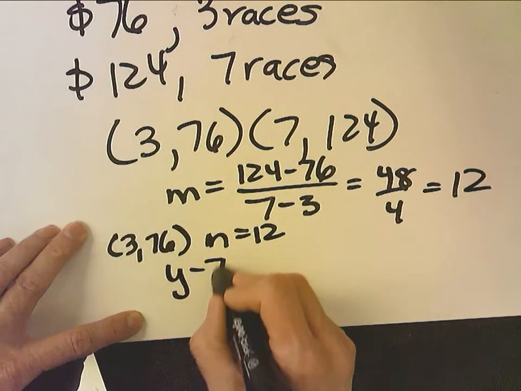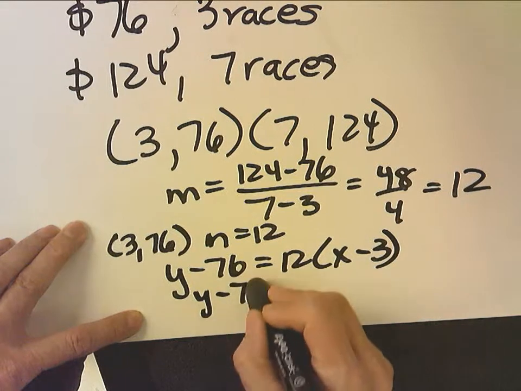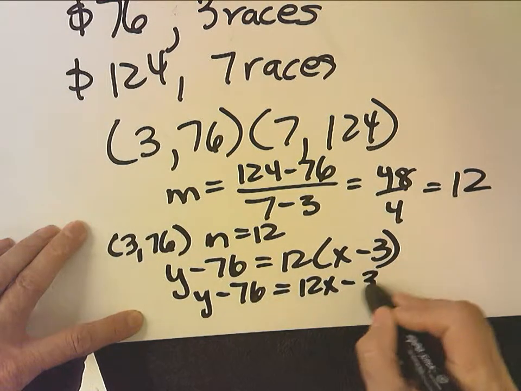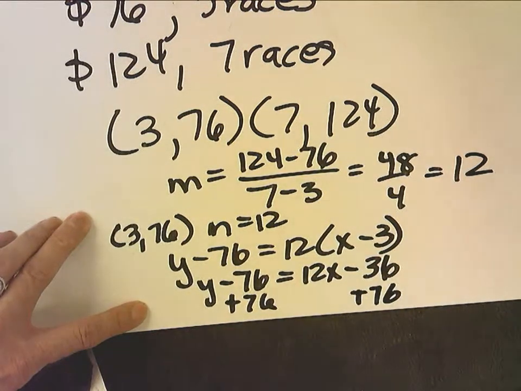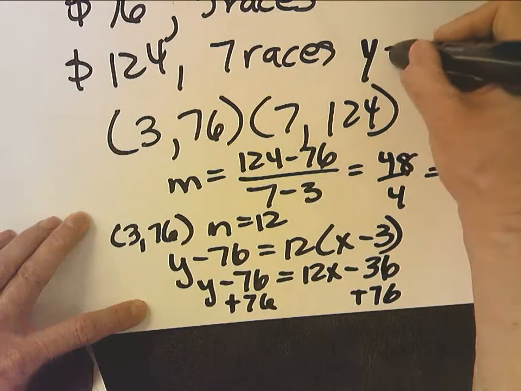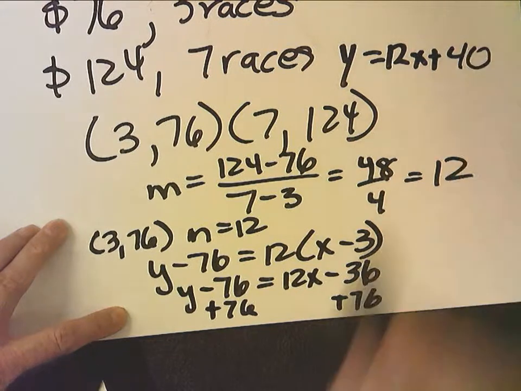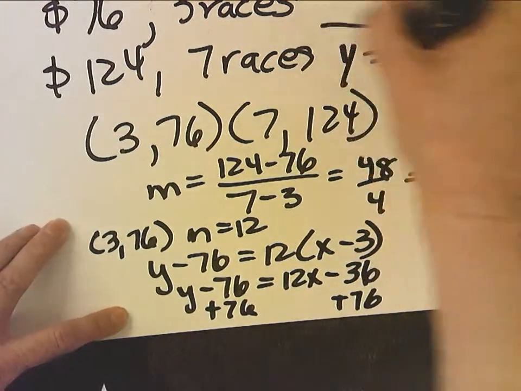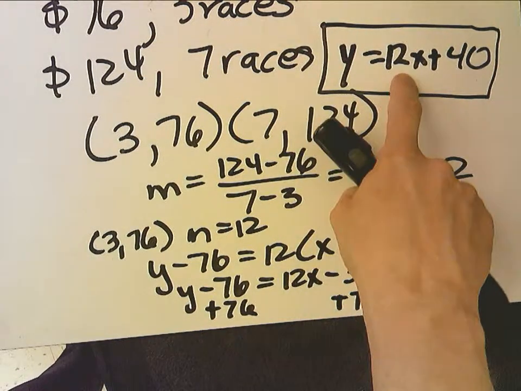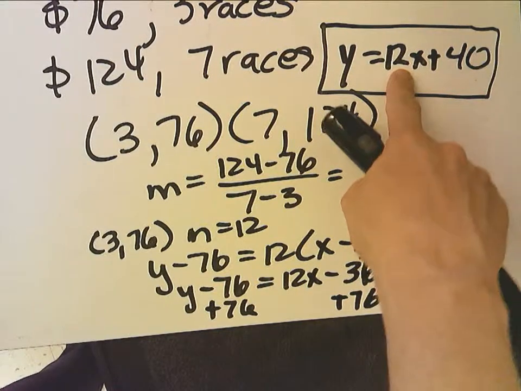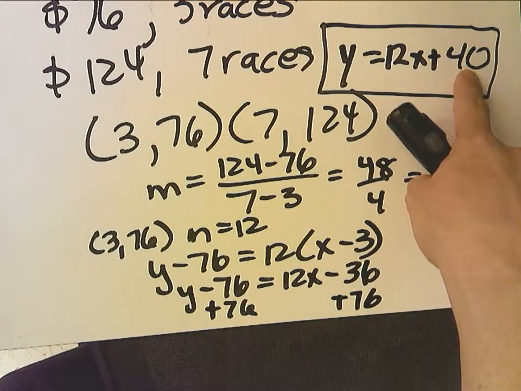So I say y minus 76 equals 12 times x minus 3. y minus 76 equals 12x minus 36. Add 76 to both sides. And my final equation would be y equals 12x plus 40. So y equals 12x plus 40 is the answer. And then we have to know how to interpret that. Well, the 12 is the entry fee per race, and the 40 is the fixed cost to join the membership track.